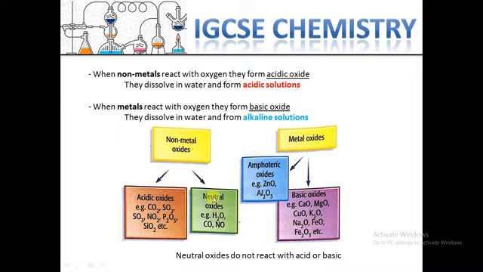So they are neutral, they are not acid. Neutral oxides do not react with acid or base. They are neutral, they don't have reactivity, like water, like carbon monoxide, which, as we learned in chapter 1, is very poisonous.